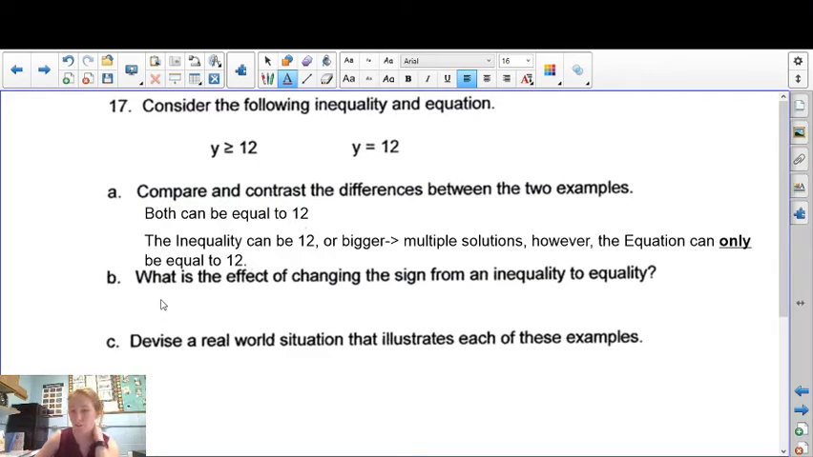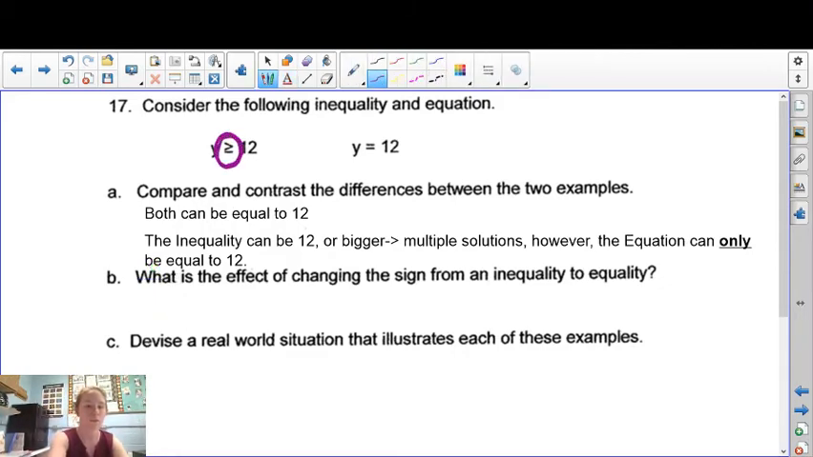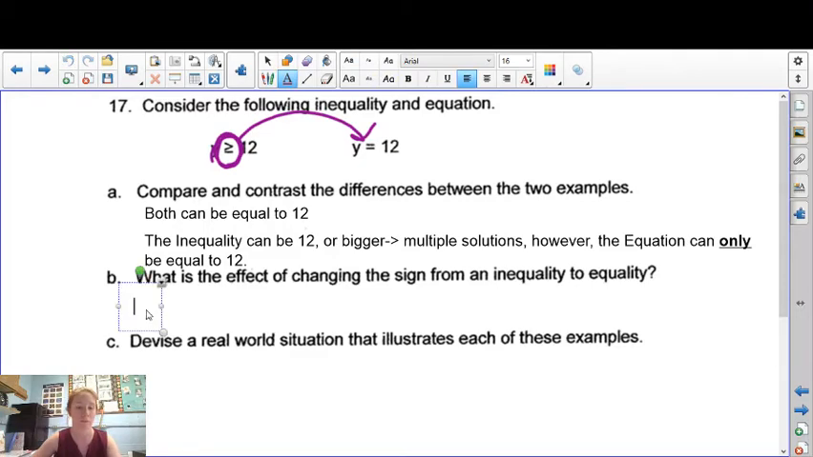What is the effect of changing the sign from an inequality to an equation? So if I already have the inequality, this guy, and I'm going backwards, do you think that's going to limit or expand my possible solutions? Good, it's going to limit it. It's going to limit the amount of solutions possible.